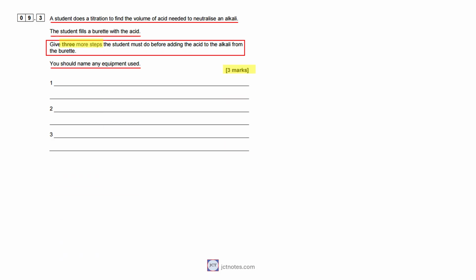Titration is a required practical, and the examiners are incredibly strict about the specific apparatus names and steps here. Let's look at the absolute must-have steps to get full marks. For the very first mark, we must measure out our alkali. The mark scheme explicitly requires you to state that the student must use a volumetric pipette to add the alkali.